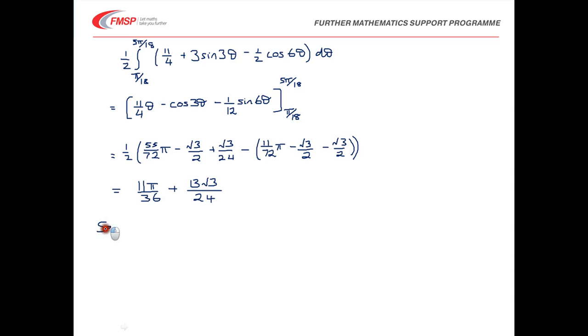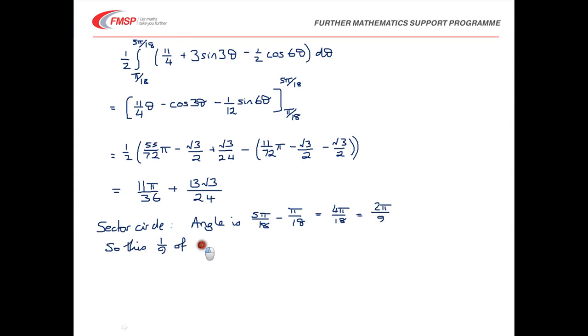So if I now do the sector of the circle, the angle is 5π/18 minus π/18, which is 4π/18, or 2π/9. So this is 1/9 of a circle with radius 2, and its area is therefore π times 2 squared divided by 9, which is 4π/9. No point in messing around with integration for that bit.